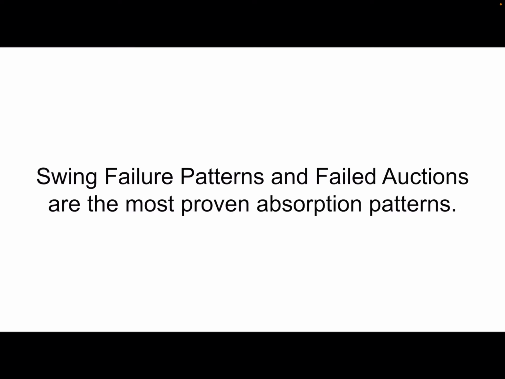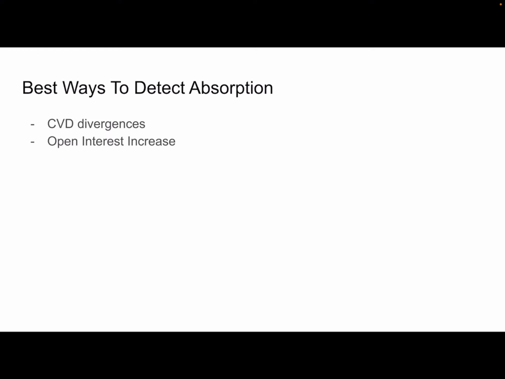Now, swing failure patterns and failed auctions are the most proven absorption patterns in the market. I've seen them for the last 5 years. They work really well, and they are the thing to look for in the market. And the best ways to detect absorption are through CVD divergences and through the open interest increase. Now, if you don't know about CVD divergences, please watch the video about it. And if you don't know about open interest, I will make a video about that soon as well. So you'll have both ways to detect absorption.